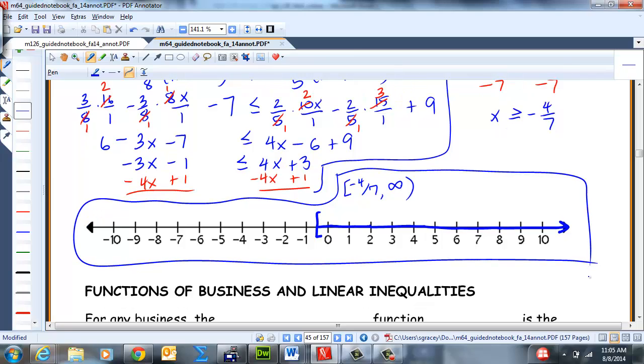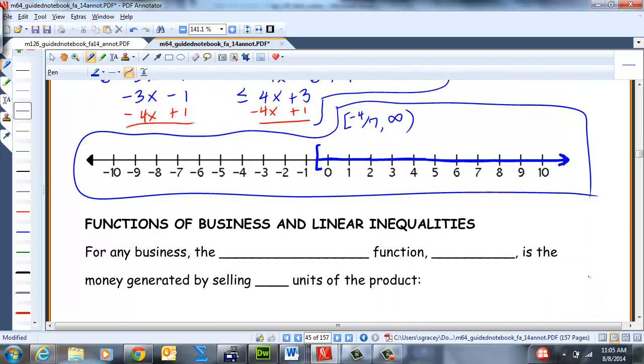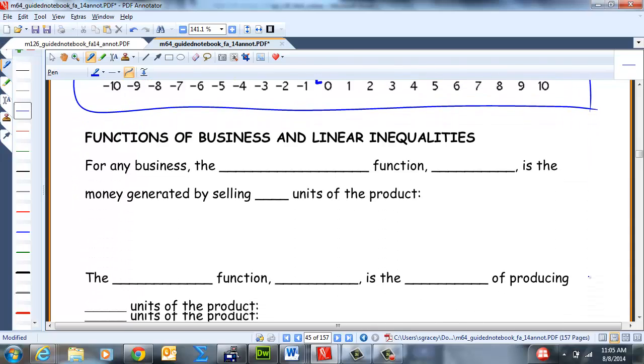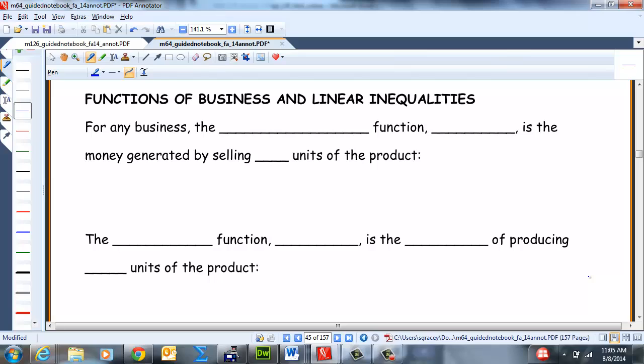Okay, so now we get into functions of business and linear inequalities. So for any business, the revenue function, which is denoted by R at X, is the money generated by selling X units of the product. So in general, revenue at X is equal to the price times the number of units sold.